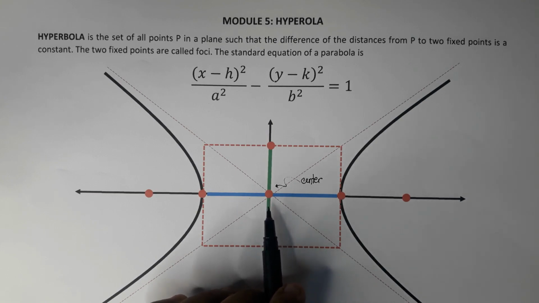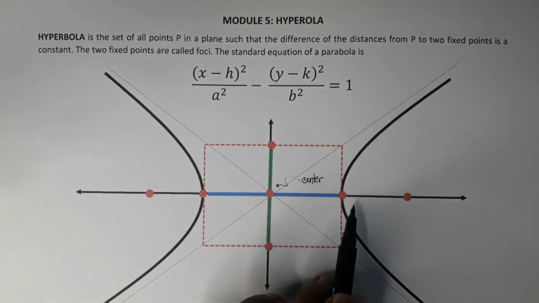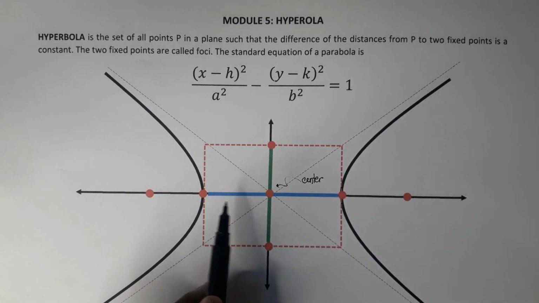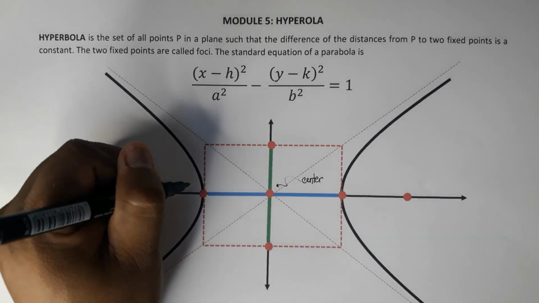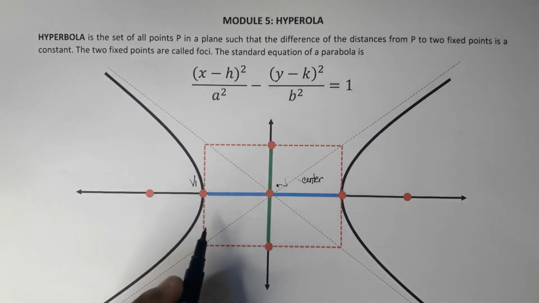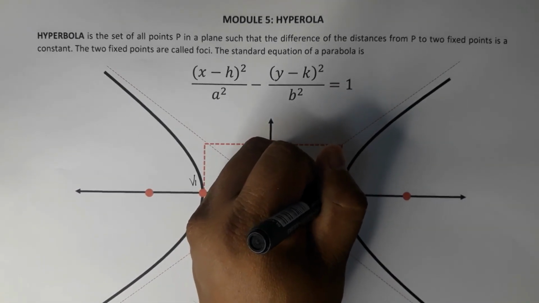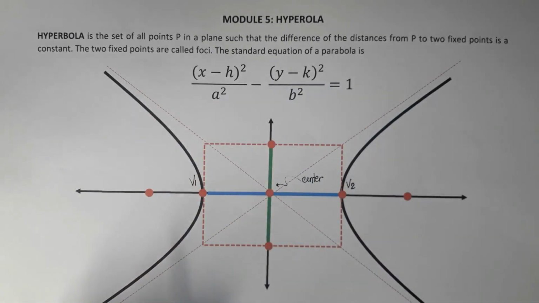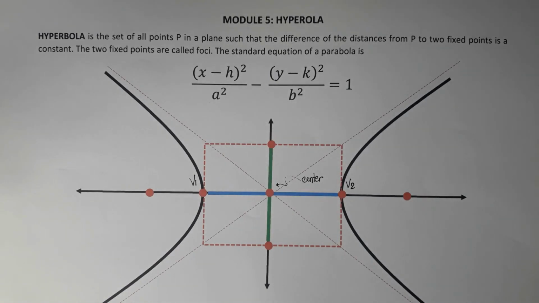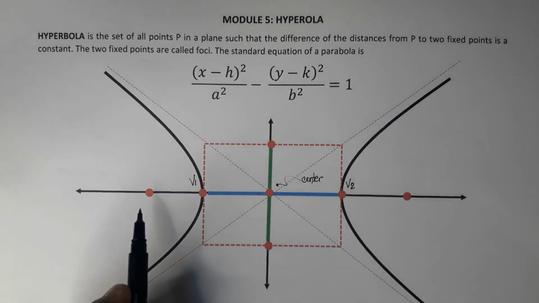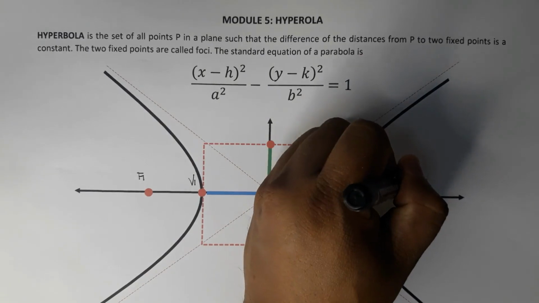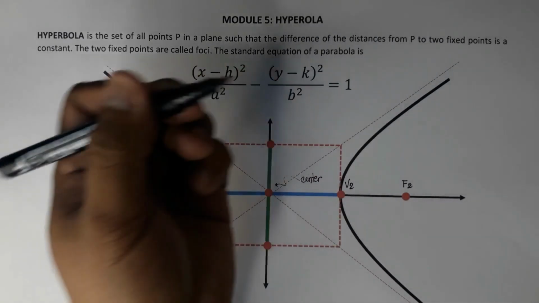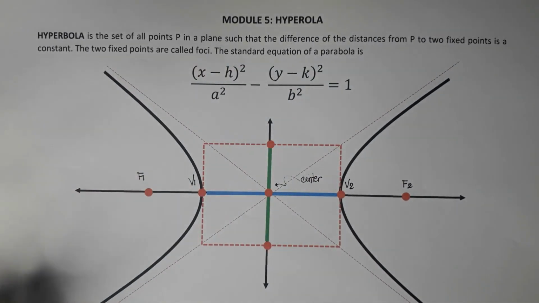Moving on to the next red points in our graph. This is what we call the vertices of the hyperbola. This is vertex 1, and this is now vertex 2. Either way is fine. Next, these two red dots are what we call the foci. This is focus 1, and the second focus, or F2.